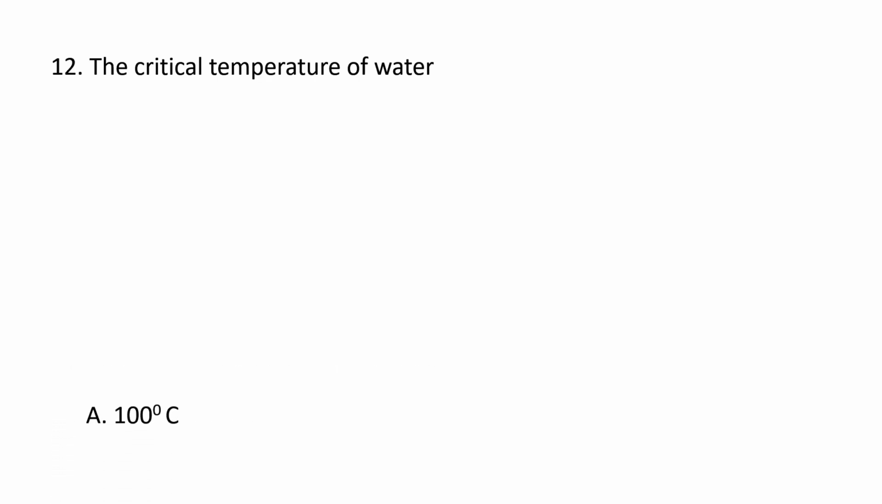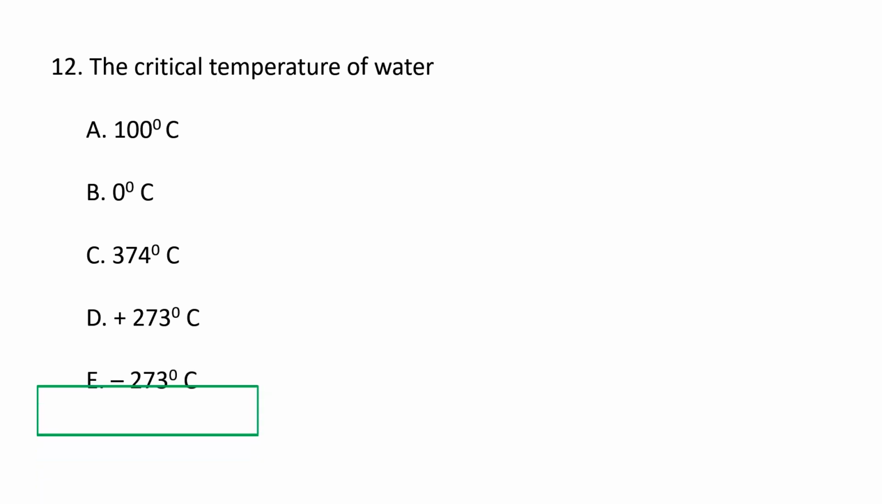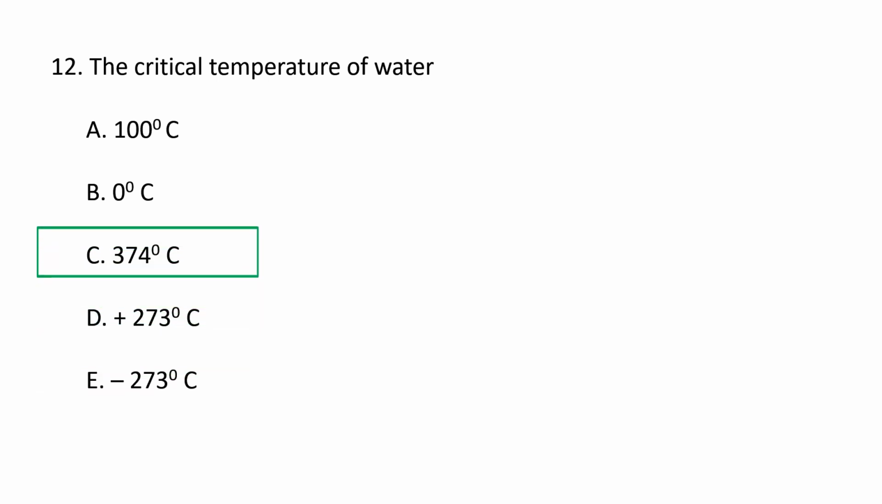Next question. The critical temperature of water is A. 100 degrees centigrade, B. 0 degrees centigrade, C. 374 degrees centigrade, D. plus 273 degrees centigrade, and E. minus 273 degrees centigrade. The critical temperature of water is 374 degrees centigrade. At this temperature and pressure, the distinction between the liquid and the gaseous state of water disappears and it becomes a supercritical fluid. So the density of this fluid can be varied from liquid-like to gas-like by changing its temperature. So the critical temperature of water is 374 degrees centigrade. C is the correct option.